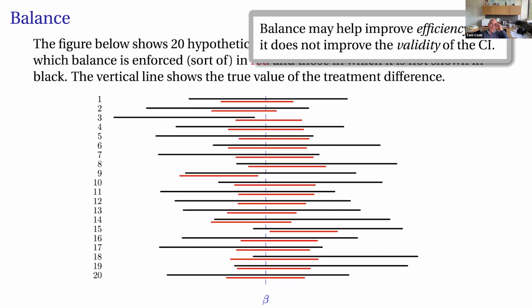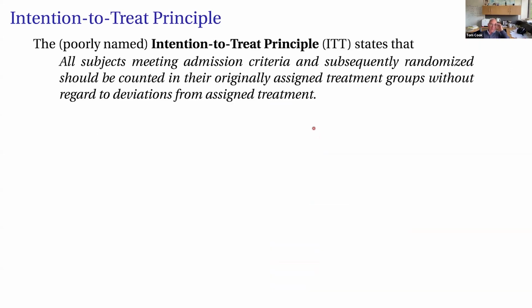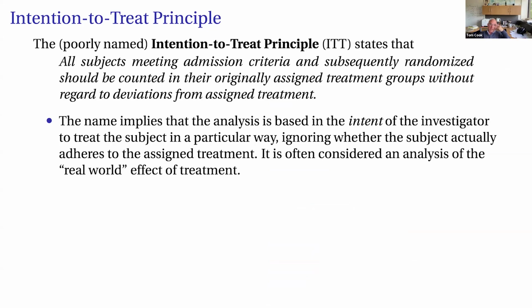Intention to treat principle. And I'm saying this is a poorly named idea. It states that all subjects meeting admission criteria and subsequently randomized should be counted in the originally assigned treatment groups without regard to deviations from assigned treatment. Now, the name implies that the analysis is based on the intent of the investigator to treat the subjects in a particular way and ignores whether the subject actually adhered to their assigned treatment.